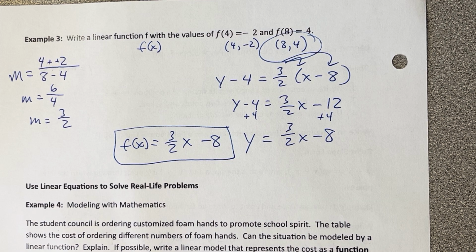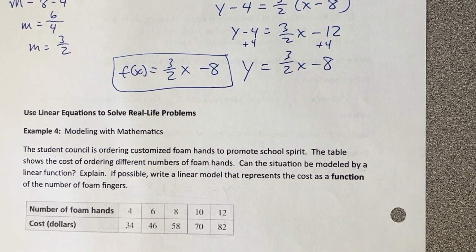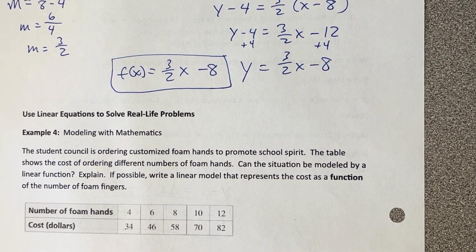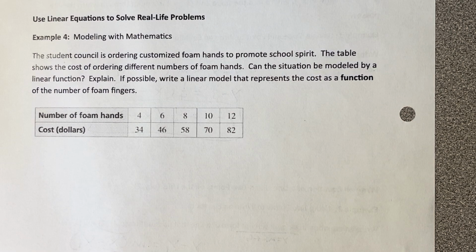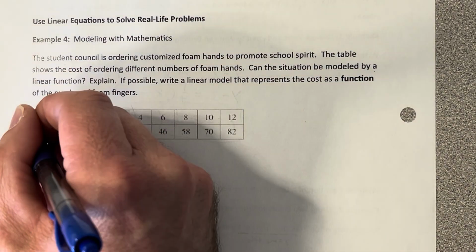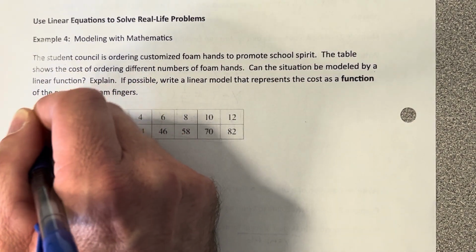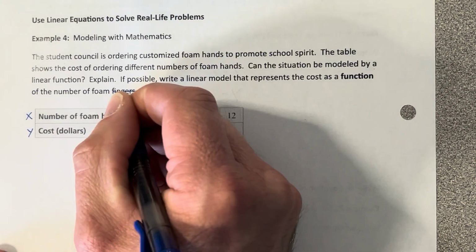Okay, so this next one's kind of interesting. We're going to write a linear model that represents this relationship here. It says student council is ordering customized foam hands to promote school spirit. The table shows the cost of ordering different numbers of foam hands. Can the situation be modeled by a linear function? Explain. If possible, write a linear model that represents the cost as a function of the number of foam fingers. So this is essentially going to be our y and our x. We'll have cost as a function of number of foam hands, not fingers, hands.